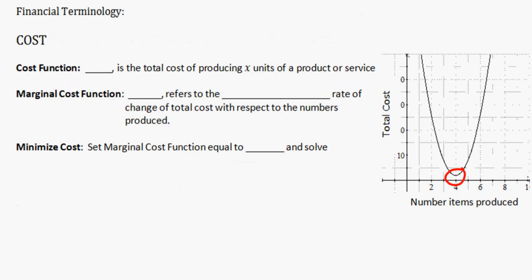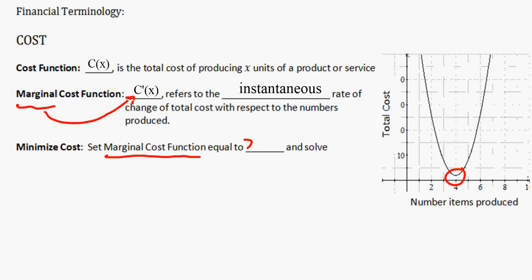All right, let's continue. The cost function, which is known as C of x, is the total cost of producing x units of a product or service. The marginal cost, which is C prime of x, again, whenever I say marginal, I'm always taking the derivative. This refers to the instantaneous rate of change of total cost with respect to the number of units produced. We would like to minimize our cost, of course, so the turning point will produce the minimum cost. So we're going to set the marginal cost function equal to 0, and we're going to solve.